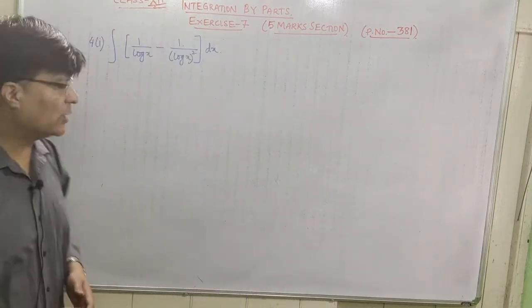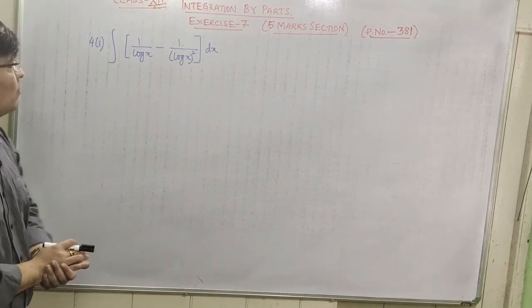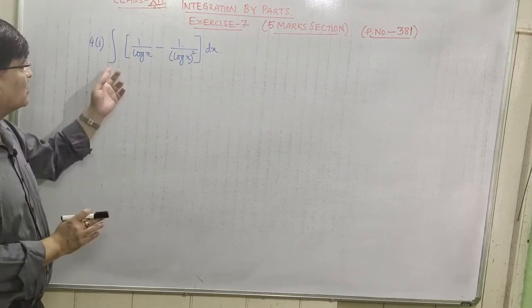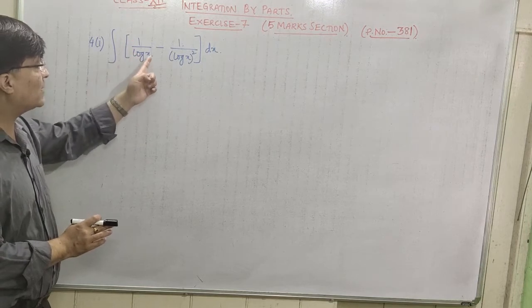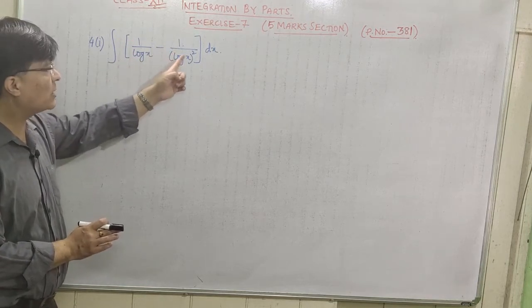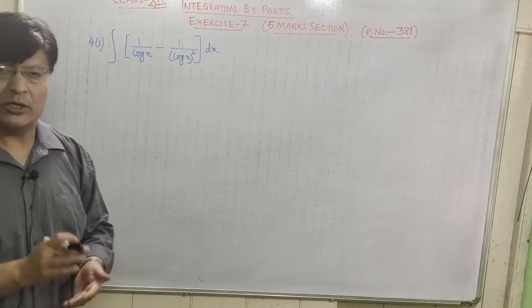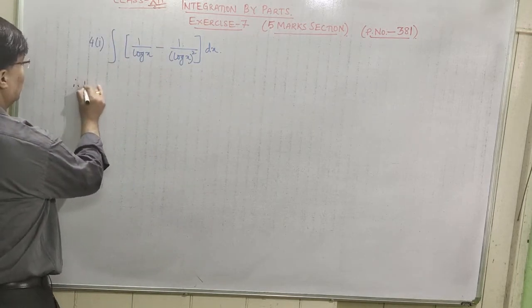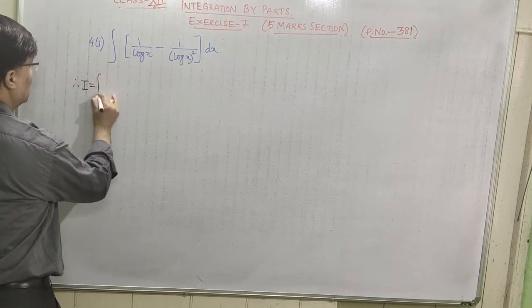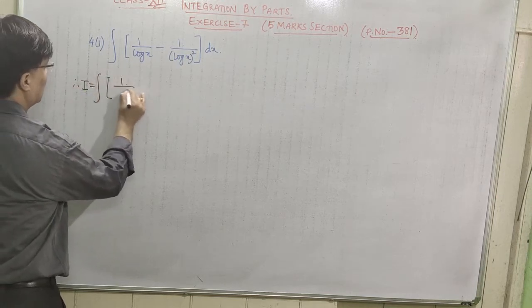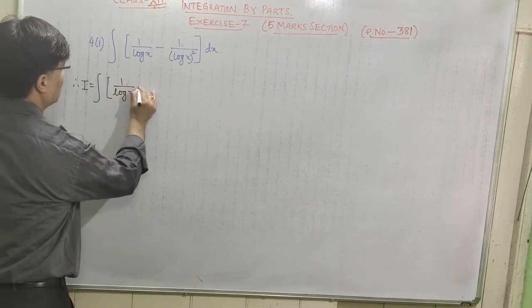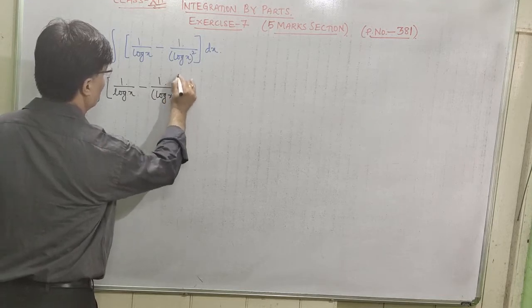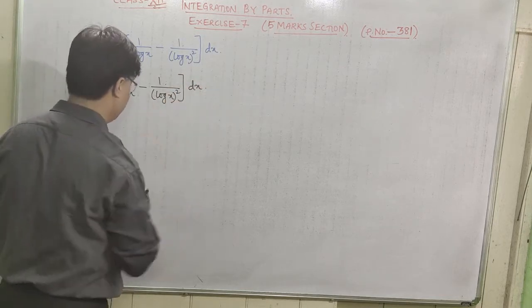So now we'll do the next question, that is question number 4, number 1. You have to evaluate this integration. That is integral of within third bracket 1 upon log x minus 1 upon log x whole square third bracket close dx. So let us evaluate this integration. Okay. So let us write first I is equal to integration of within third bracket 1 upon log x minus 1 upon log x whole square third bracket close dx.